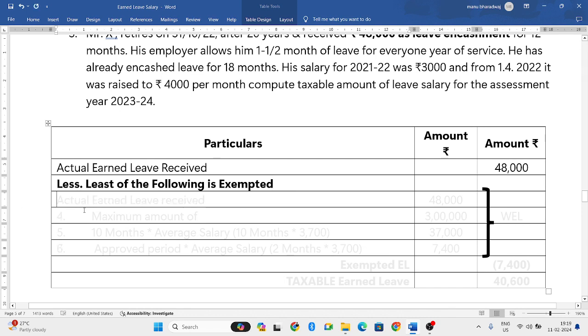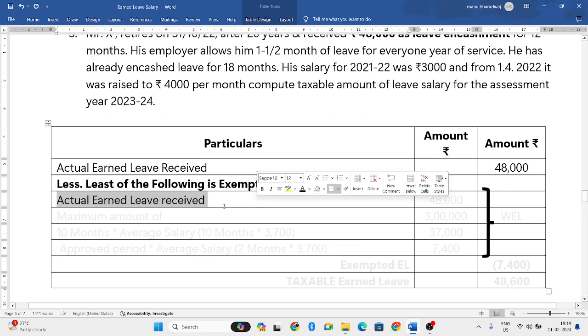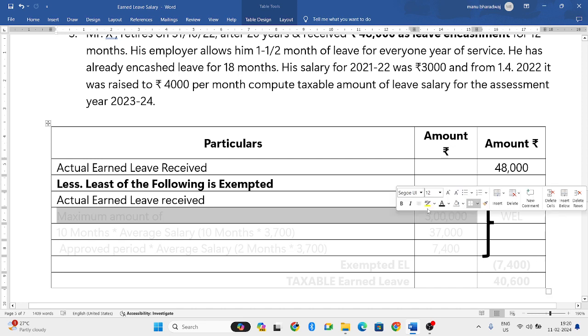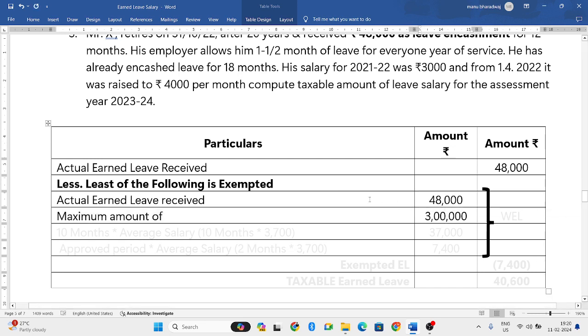So what is the first exemption? The first exemption is the actual earned leave received. Actually, how much is he receiving? He is receiving 48,000. Next, the maximum amount of 3 lakh rupees. Maximum exemption will be given up to 3 lakh rupees. The third one will be 10 months into average salary.